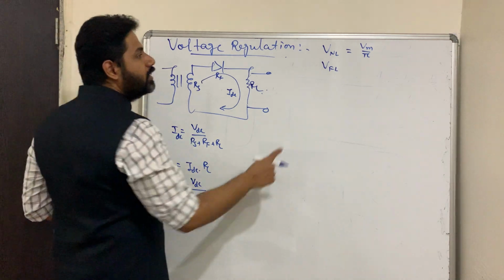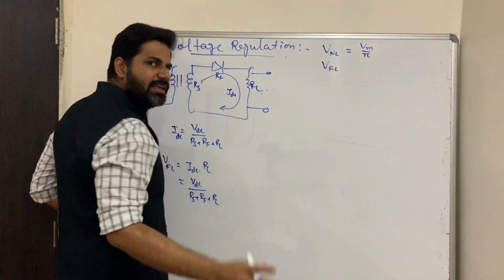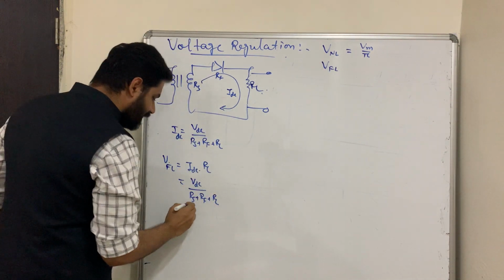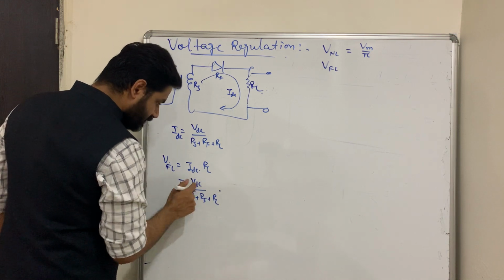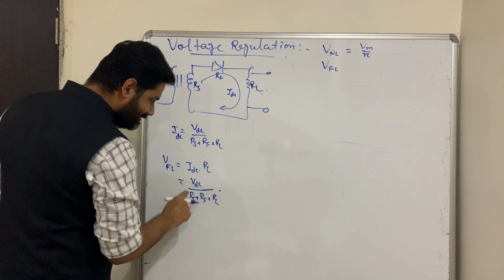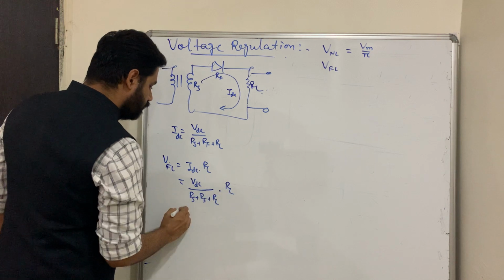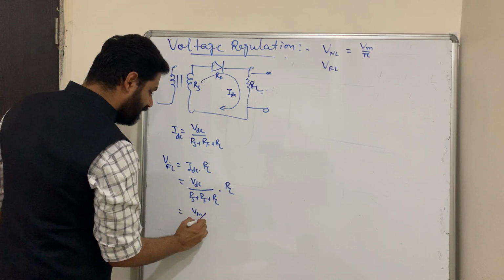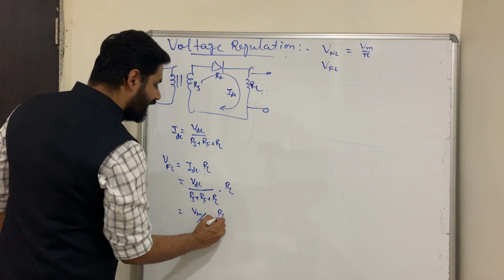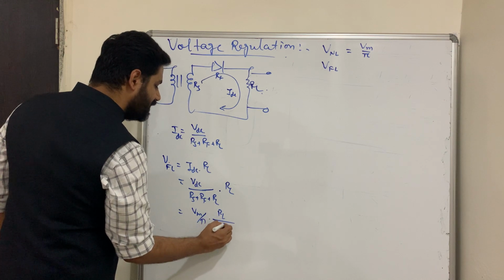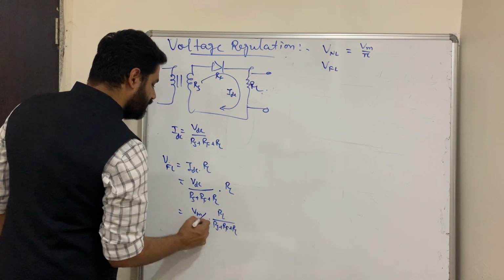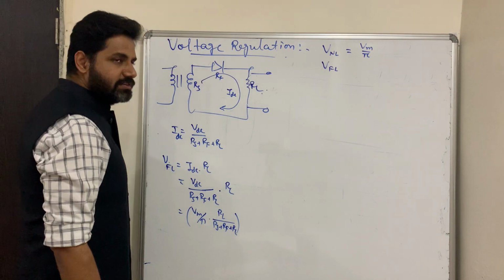So VDC is what? VDC is equal to Vm by pi. याद है ना, average voltage. So we can say that it is equal to IDC multiplied by RL. So VDC is what? Vm divided by pi into RL divided by RS plus RL. Fine. So this is my full load voltage.